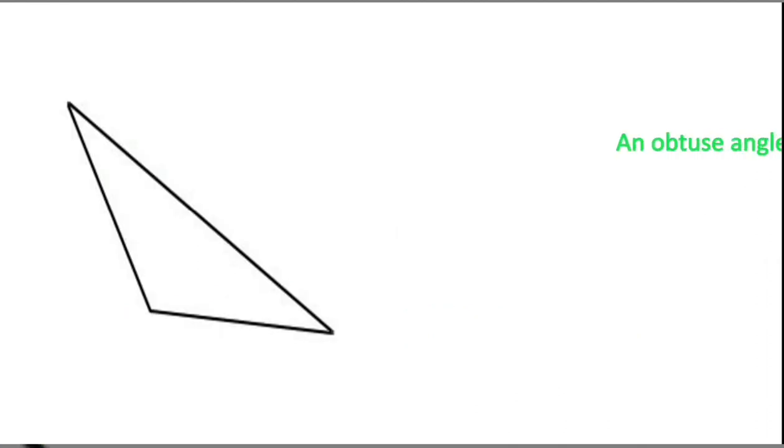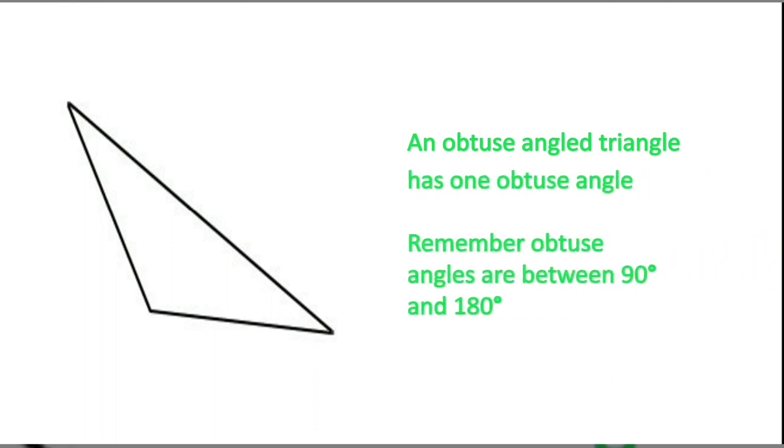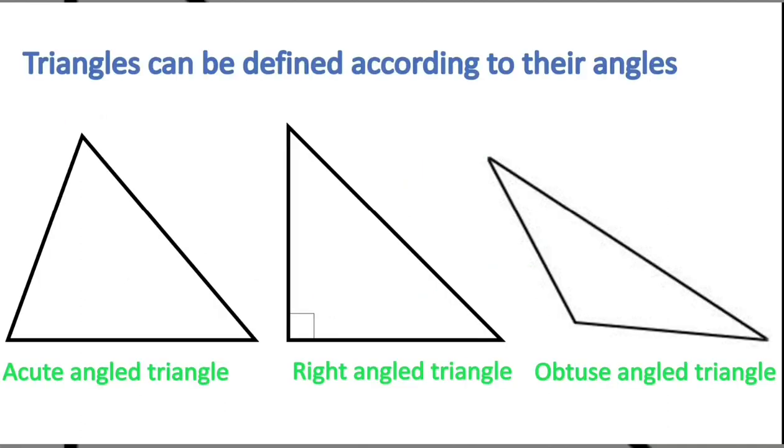An obtuse angle triangle has 1 obtuse angle. Remember, obtuse angles are between 90 degrees and 180 degrees. This means one angle in this triangle is between 90 and 180 degrees. So we defined triangles according to their angles.